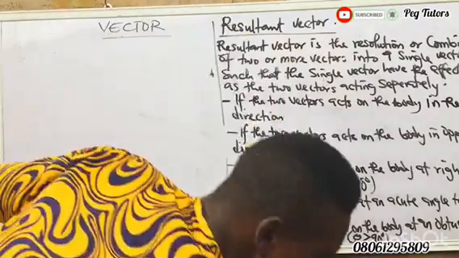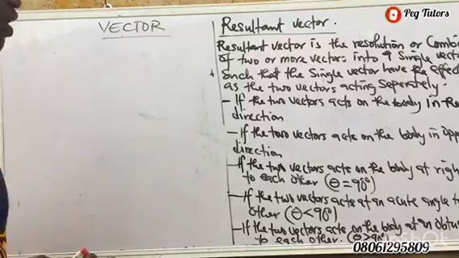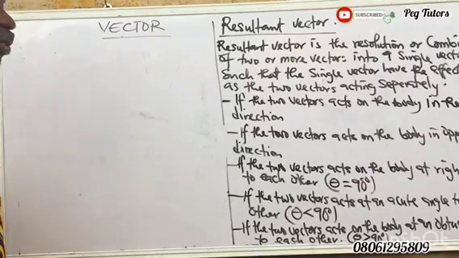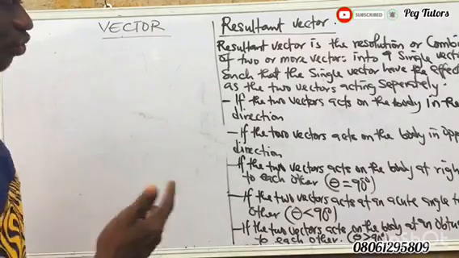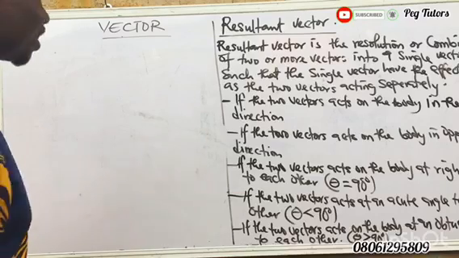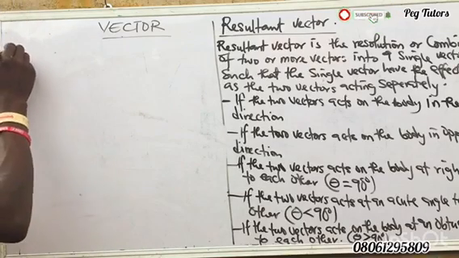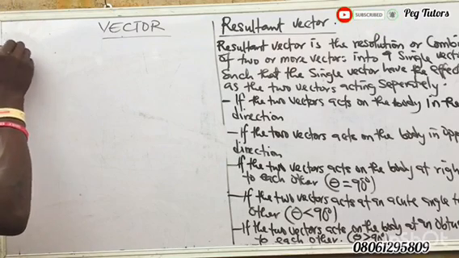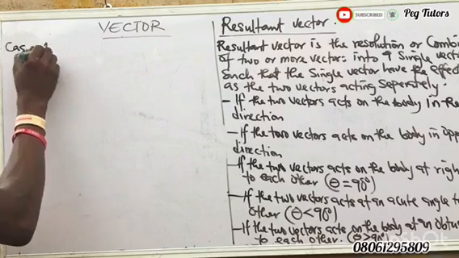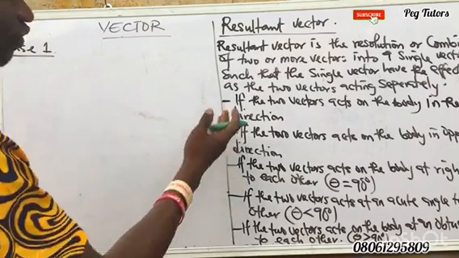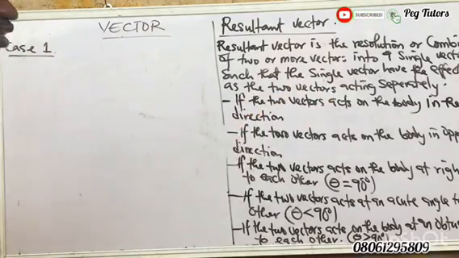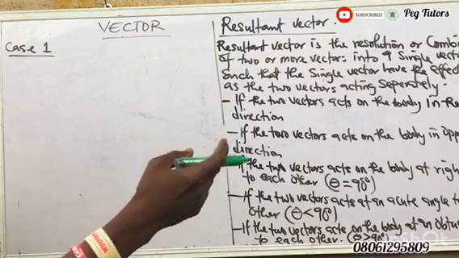Now let's take these cases one after the other. In this video, we are going to be doing the first case and second case. Then we'll complete the rest of the cases in our next video. So let's see the first case, case 1. Let's say the two vectors act on the body towards the same direction.